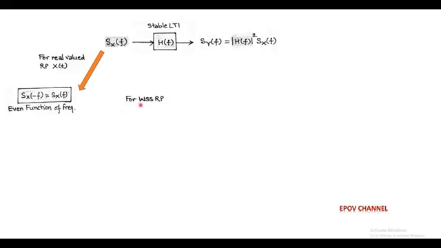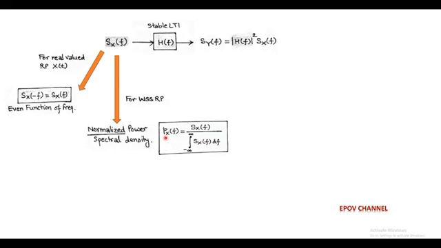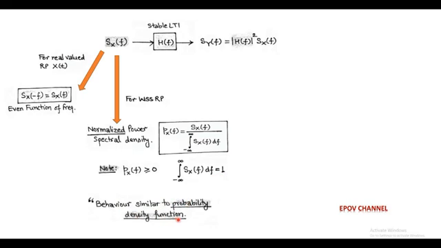Secondly, in practice, for a wide sense stationary input random process, we define the normalized power spectral density. This normalized power spectral density is denoted by capital P(f), and it is the ratio of power spectral density S(f) upon integration of S(f) df, which represents the total area under the curve. So normalized power spectral density P(f) equals S(f) upon integration of S(f) df. Here we note a point. Normalized power spectral density is always greater than or equal to 0, and the area under the curve is unity. Also, the behavior of normalized power spectral density is similar to a probability density function.